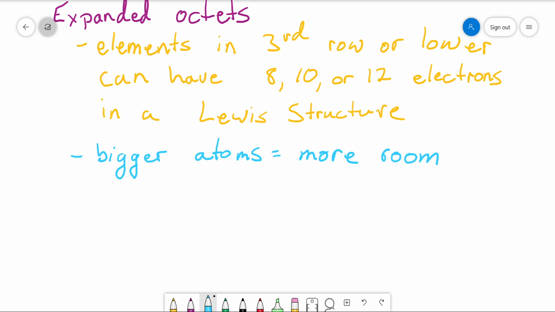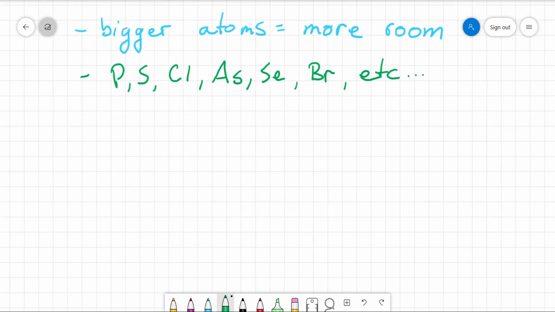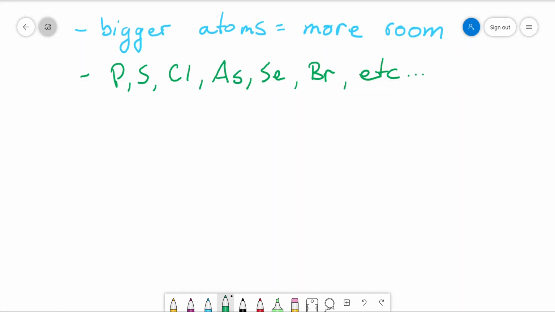Okay. So let's just take a look at that. Anything in that third row or lower. So we're talking about like phosphorus. Now let's just write this down. This is not an exhaustive list. Phosphorus, sulfur, chlorine, arsenic, selenium, bromine, etc. Okay. Third row or lower. So let's look at PCl5. This is a good example.